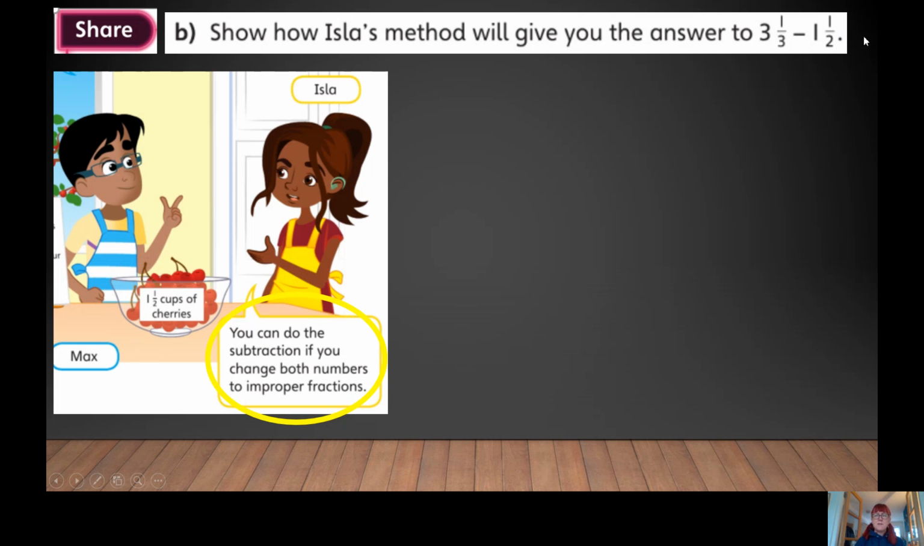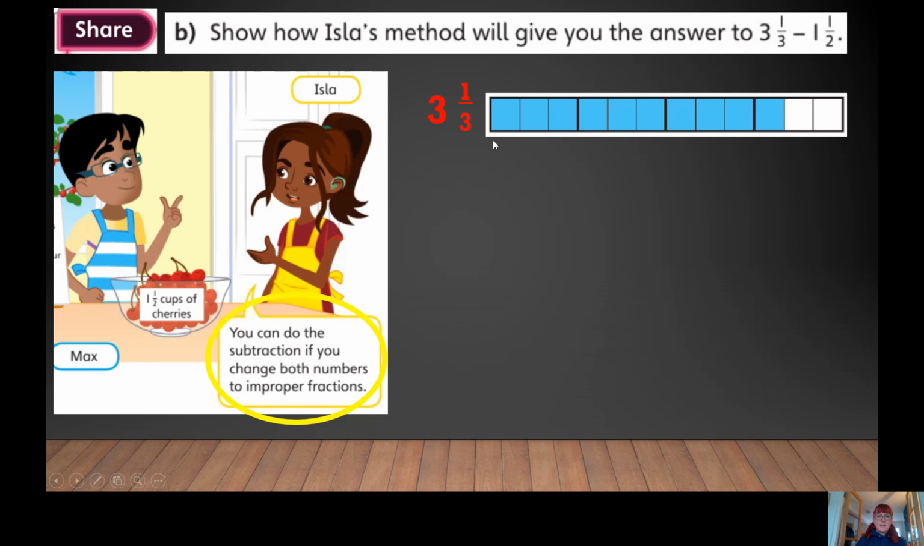So remember, we don't need to do any exchanging now. So we're just going to take those whole numbers and fractions for what they are. Change both numbers to improper fractions. All right, here we go. So 3 1/3, this is what it looks like here. We've got 1, 2, 3 wholes and a third. So turned into its equivalent as an improper fraction, we have 1, 2, 3, 4, 5.